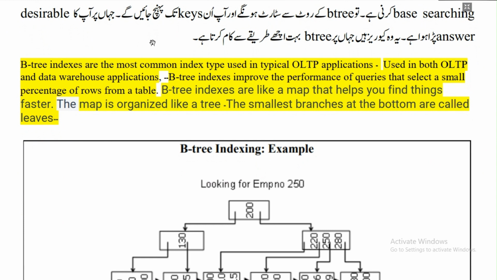B-tree indexes are the most common index type used in typical OLTP applications. Used in both OLTP and data warehouse applications, B-tree indexes improve the performance of queries that select a small percentage of rows from a table. B-tree indexes are like a map that helps you find things faster. The map is organized like a tree. The smallest branches at the bottom are called leaves.